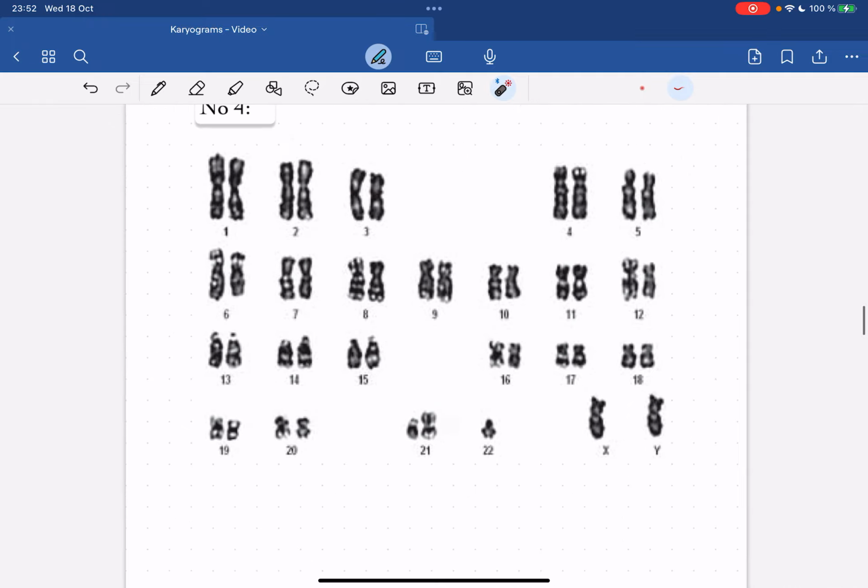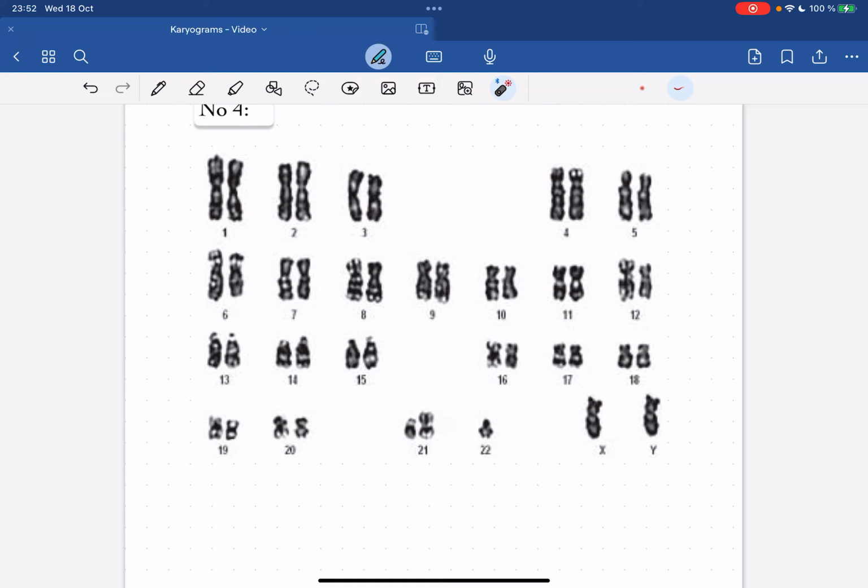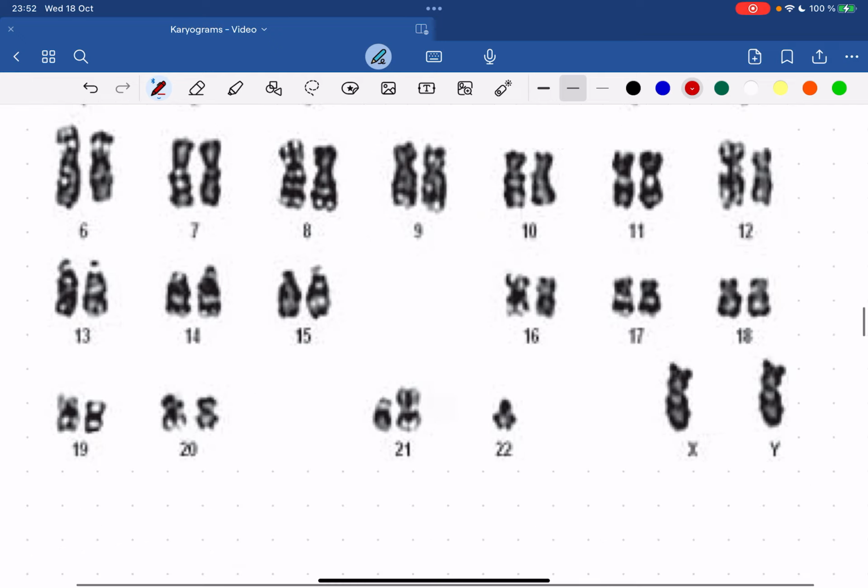Okay, number 4. We can see immediately. If you can see it, kudos to you. But in our case, I'll just make sure that I can see it and I'm not making a mistake. Yep. So you can see right here that there is a single chromosome on number 22.